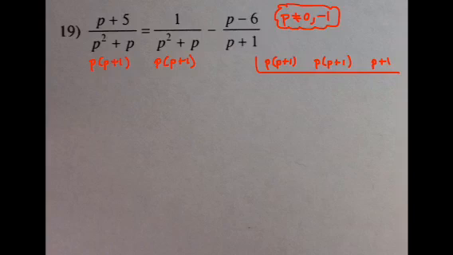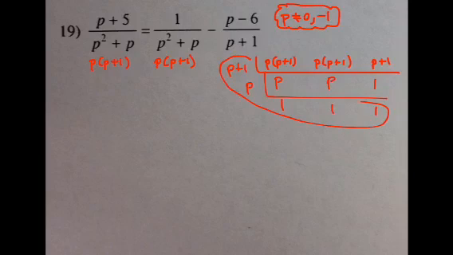Alright, so for number 19, I set it up to find the LCD. I put the denominators in factored form. And so a common factor in all three is p plus 1. So when you factor p plus 1 from the first, you get p, and then another p, and then 1. A common factor in the first two is p. So you get 1, 1, and then just bring down the 1. So the LCD is this. Get p plus 1. Okay?